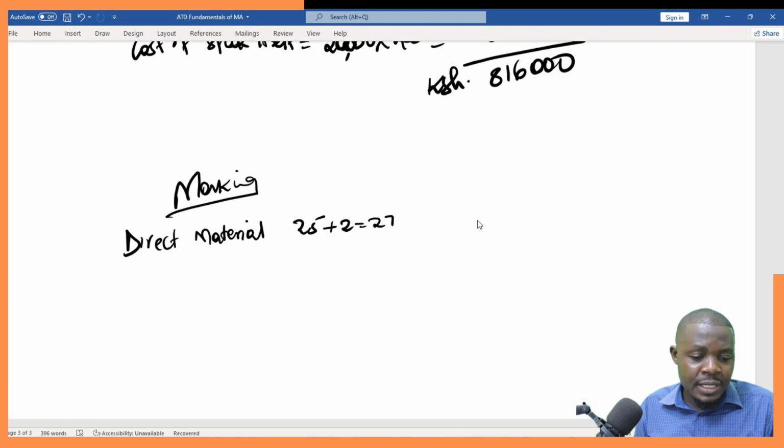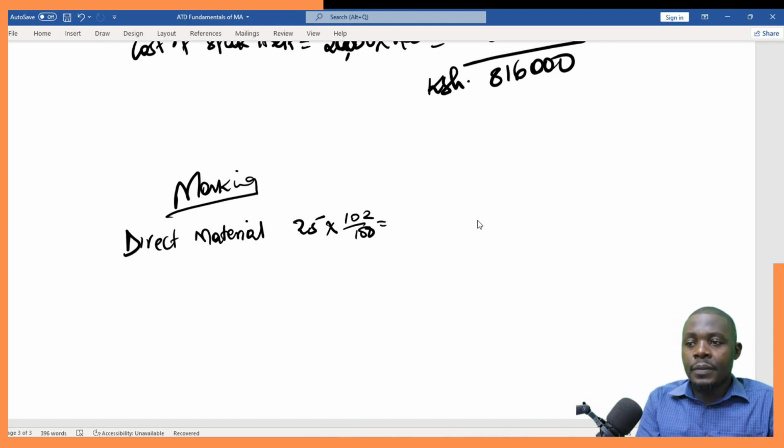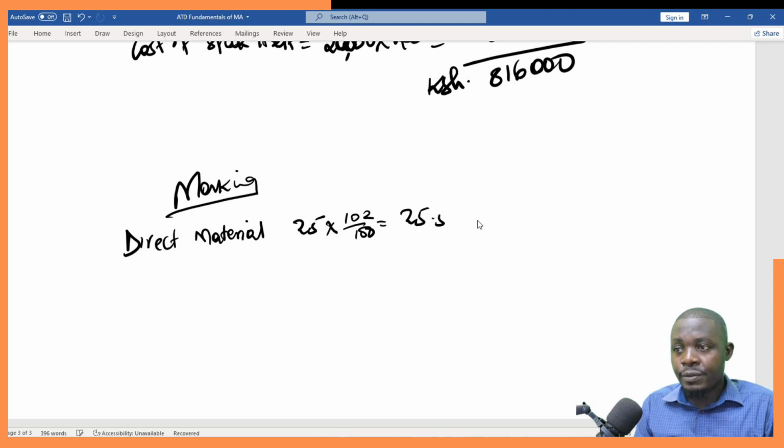Then we are told that direct labor cost will fall by 2%. Let me change it a bit. In that case, we can multiply this by 102 over 100. We determine what we get: 102 multiplied by 25 divided by 100. It will change to 25.5.